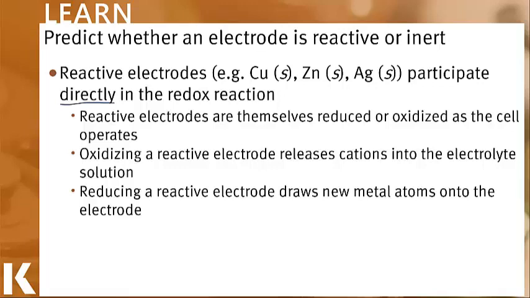Oxidizing an electrode that is reactive will release cations into the electrolyte solution that electrode is immersed in. Since cations are being released from the electrode itself, the electrode loses weight. Reducing an electrode that is reactive is going to draw new metal ions onto the electrode, and this is coming from the electrolyte solution that the electrode is immersed in. Since it is drawing new metal ions onto the electrode itself, that electrode gains weight.